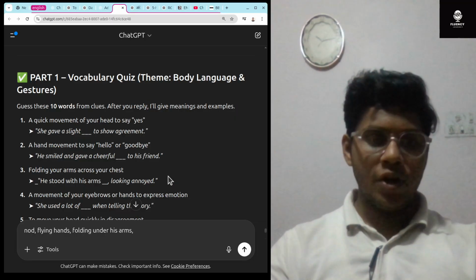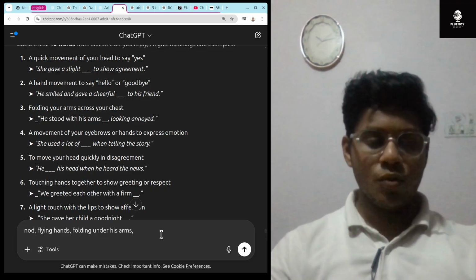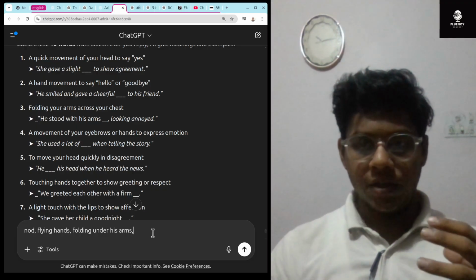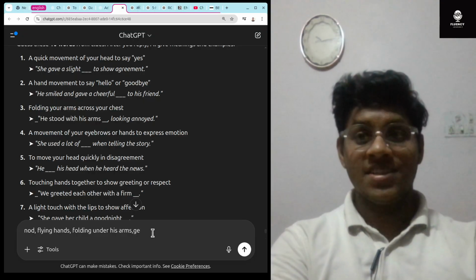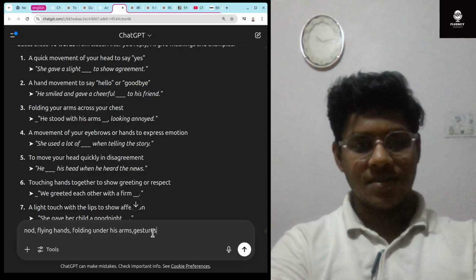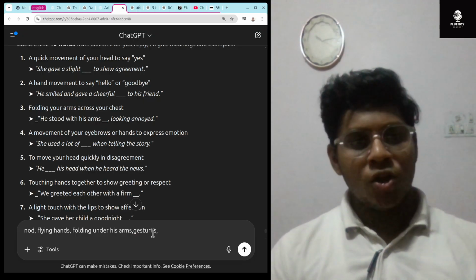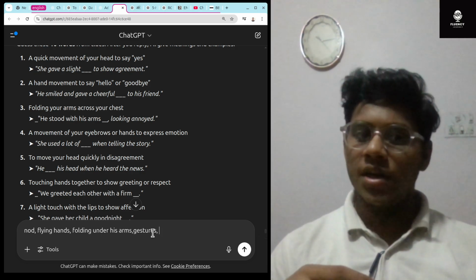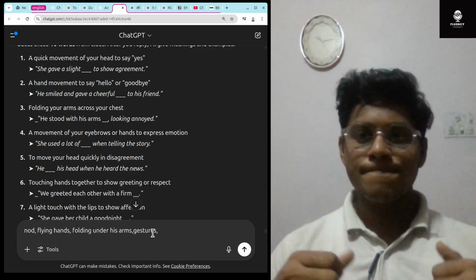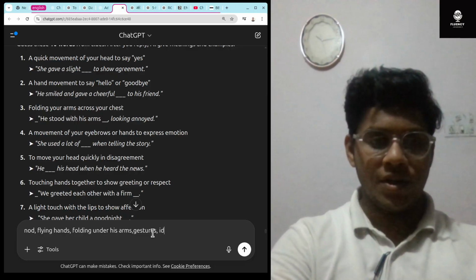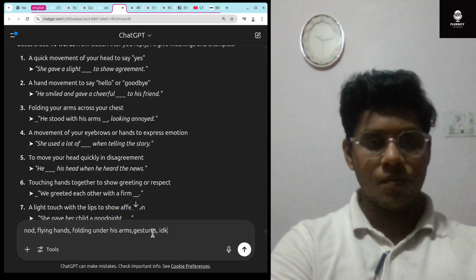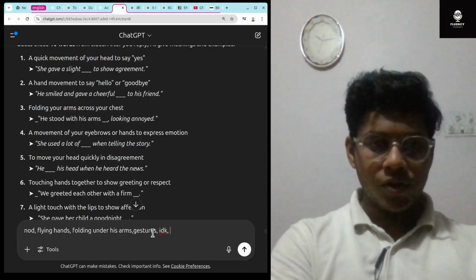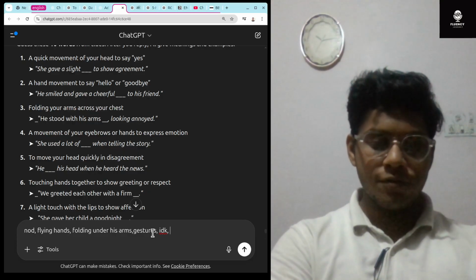A movement of your eyebrows or hands to express emotions. She used a lot of... when telling the story. Gestures. These are gestures. Hand gestures. To move your head quickly in disagreement. He nodded his head when he heard the news. Okay, I don't know. IDK, right? IDK, bro. Touching hands together to show greeting or respect. We greeted each other with a firm handshake, right?